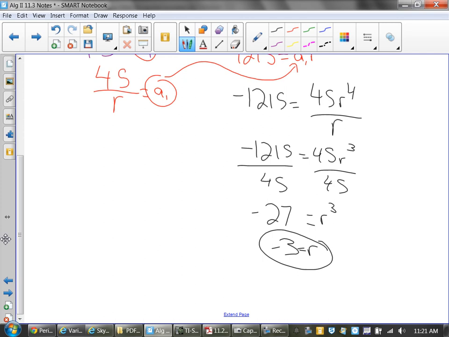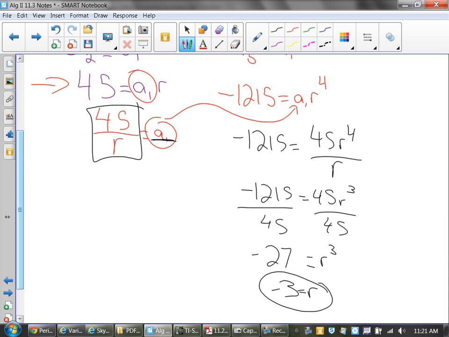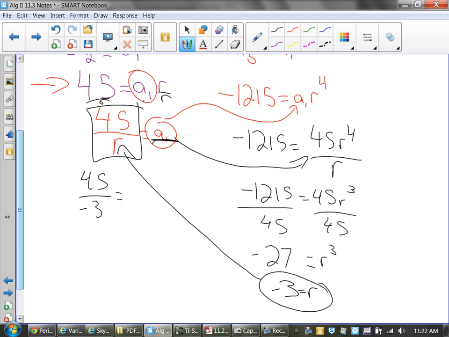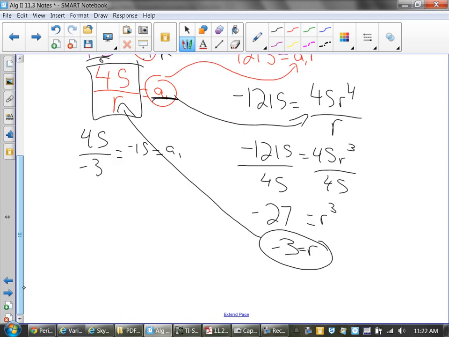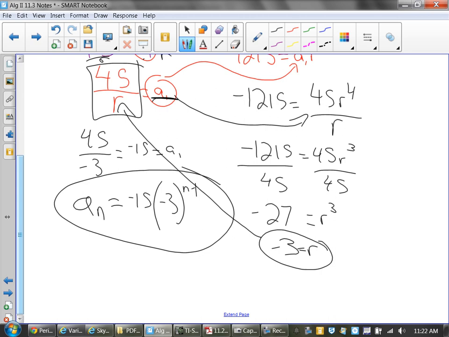Yeah, Shay. What I did here is I got the a sub 1 by itself by dividing by r. Then I substituted that in over here. So now I know what the rate is. I just use this to figure out what the first term is. The first term will be 45 divided by negative 3, and there's your first term. Now you know your first term and your rate, and you just put them all back together. a sub n, first term, common rate to the n minus 1, and there's your answer.